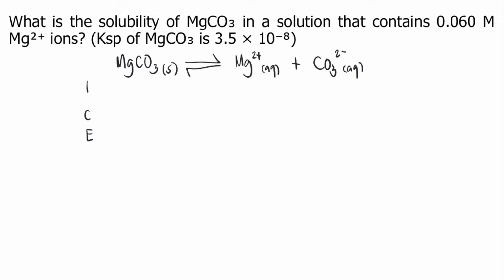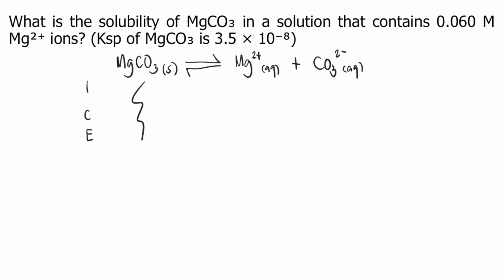In constructing the ICE table, only gases and aqueous species are included. Solids and liquids are not included. So MgCO₃ will not be included in the ICE table, so we focus on the products.